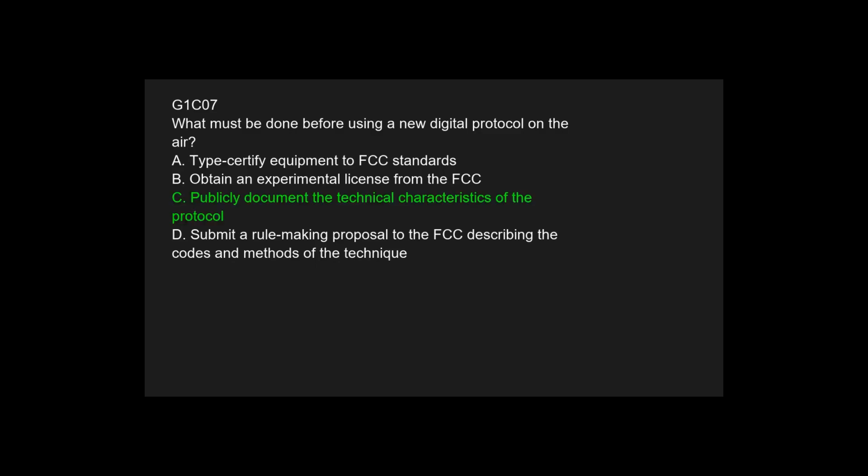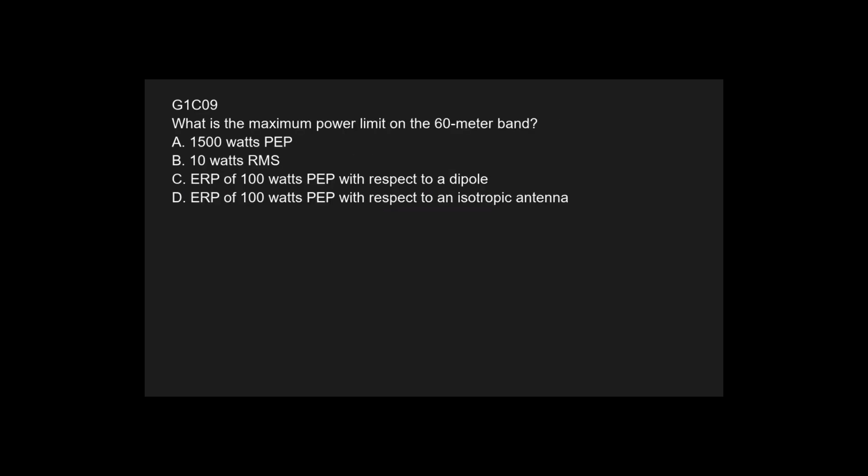The correct answer is C. Publicly document the technical characteristics of the protocol. Question: what is the maximum power limit on the 60-meter band? The correct answer is C. ERP of 100 watts PEP with respect to a dipole.